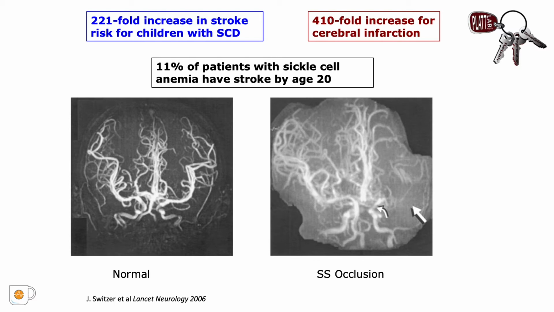And you can see in here, this magnetic resonance angiogram shows the constriction in the cerebral artery, which now means that whole part of that brain is no longer receiving oxygen. Sadly, the greatest age risk is between the ages of 2 and 5 years old.